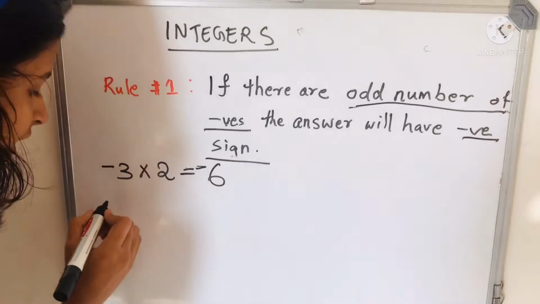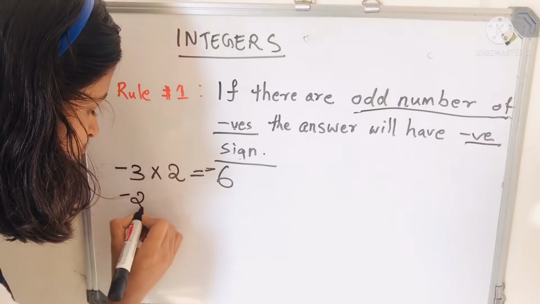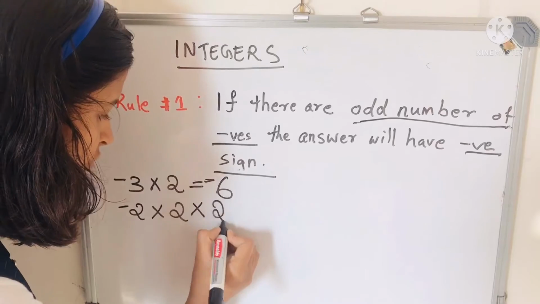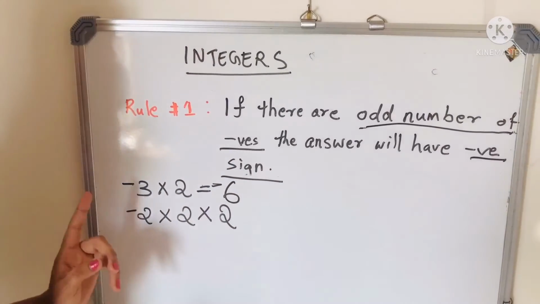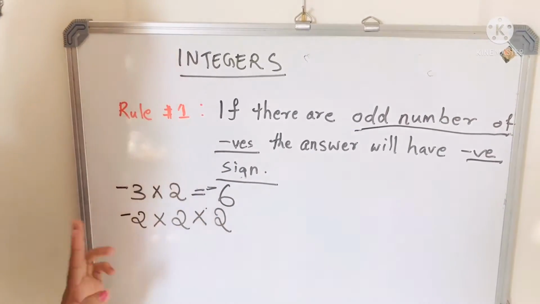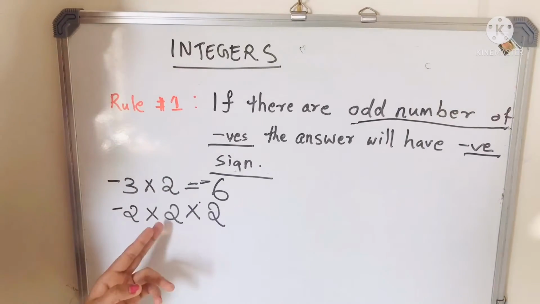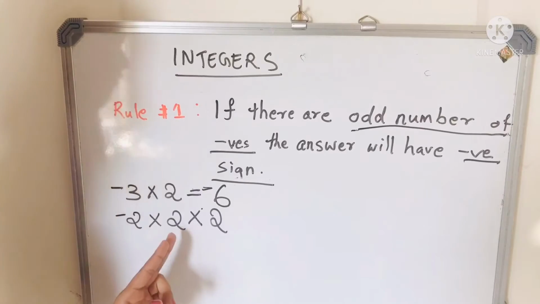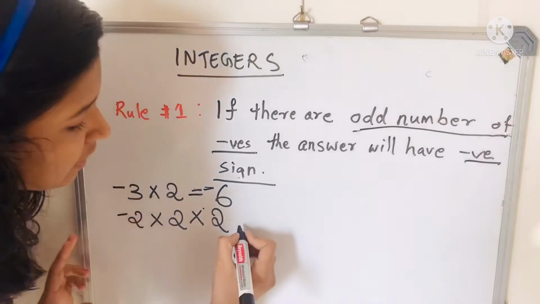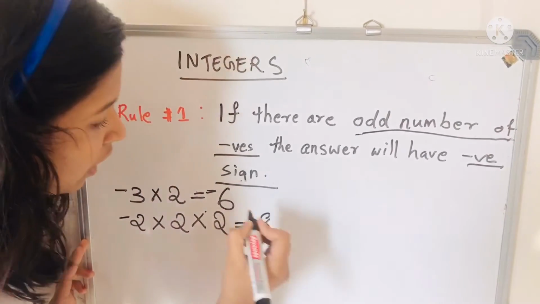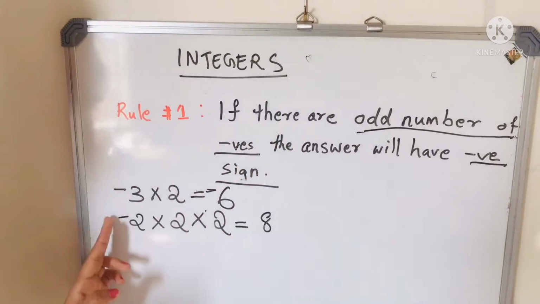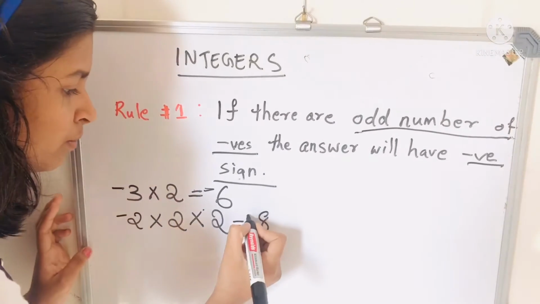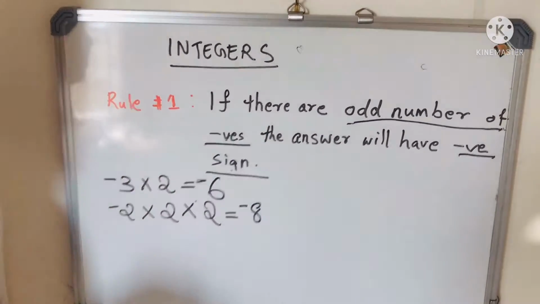If I take another example, minus 2 into 2 into 2, here also we have one negative sign. We multiply the 2s: 2 into 2 is 4, 4 into 2 is 8, so we get 8. There is only one minus sign, so it's odd, and we put a minus, and we get the answer as minus 8.